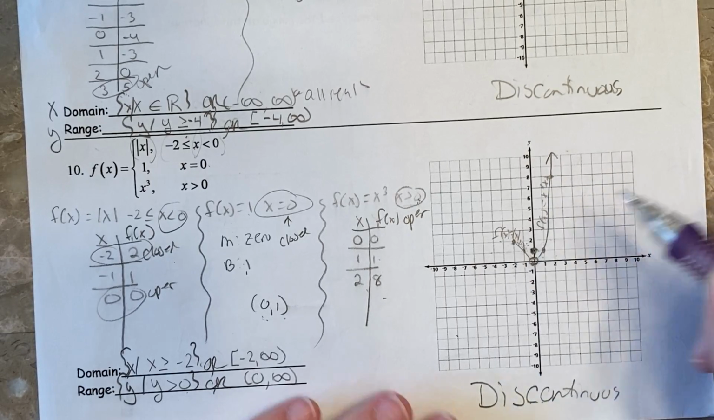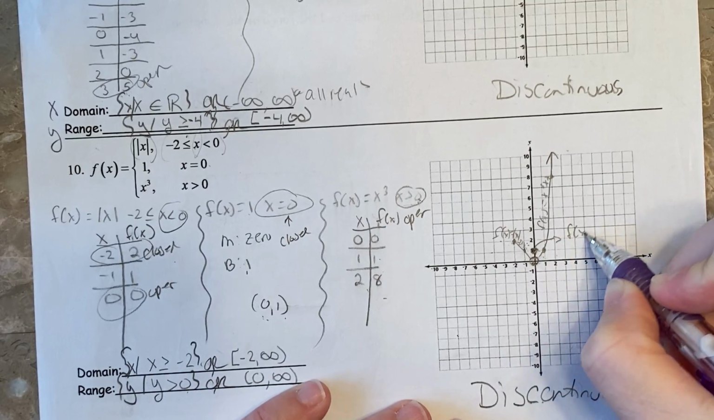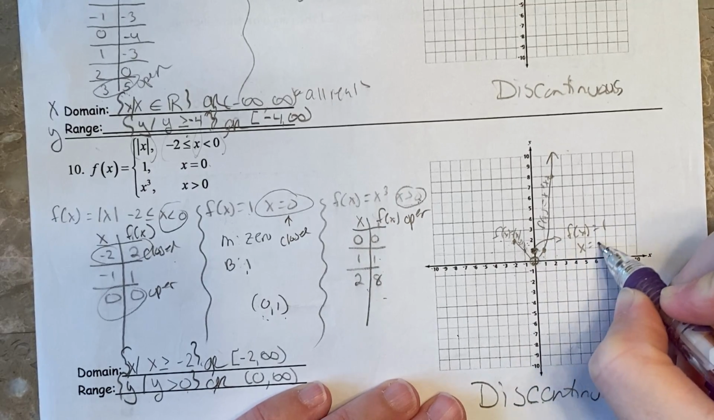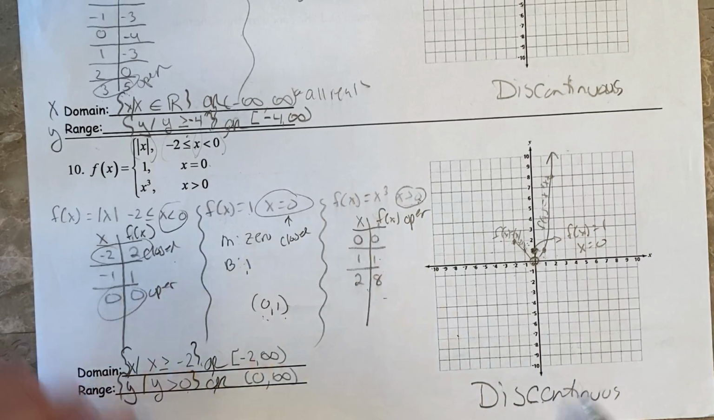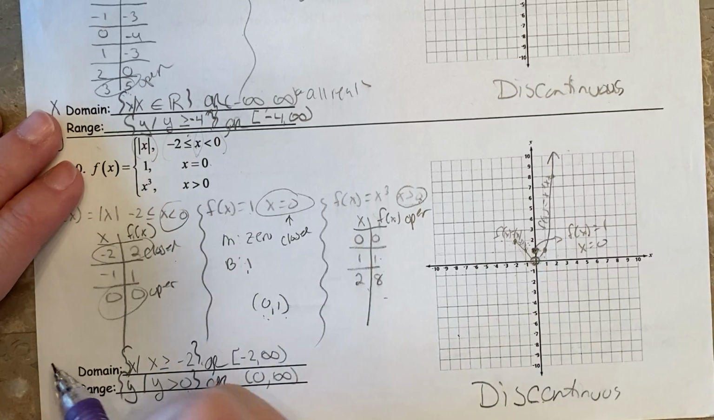Make sure you have your equation and everything, your constraints and everything. This one right here is f of x equals 1, where x equals 0. Okay, this is a discontinuous graph. Again, because of that dot, you technically have to pick up your pencil to trace that dot.